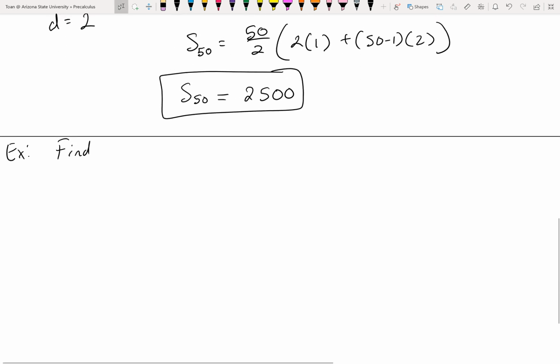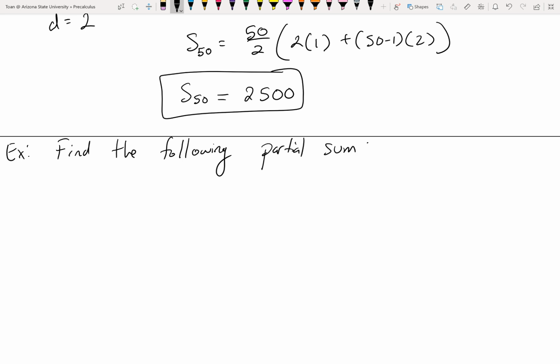Find the following partial sum: 3 plus 7 plus 11 plus 15 plus dot dot dot plus 159.